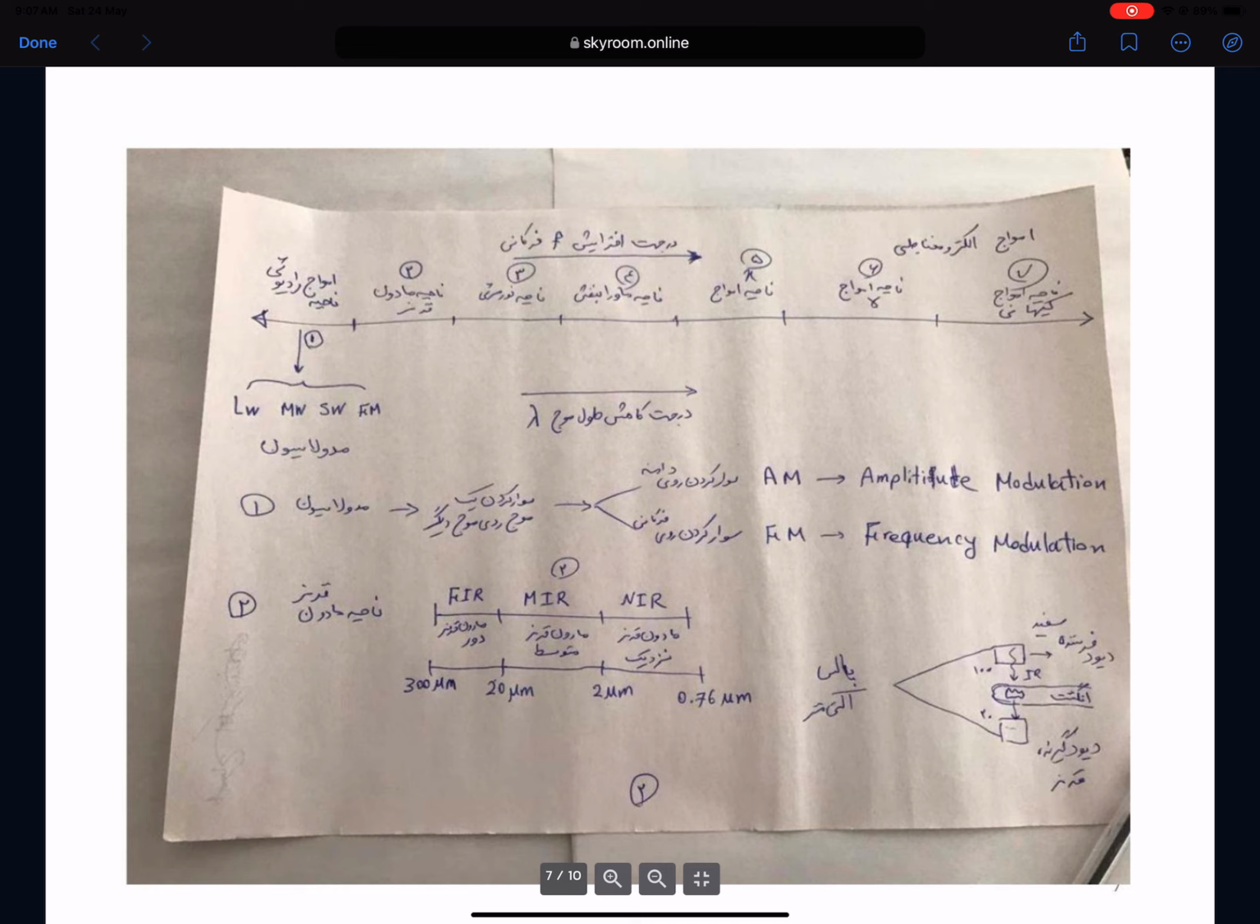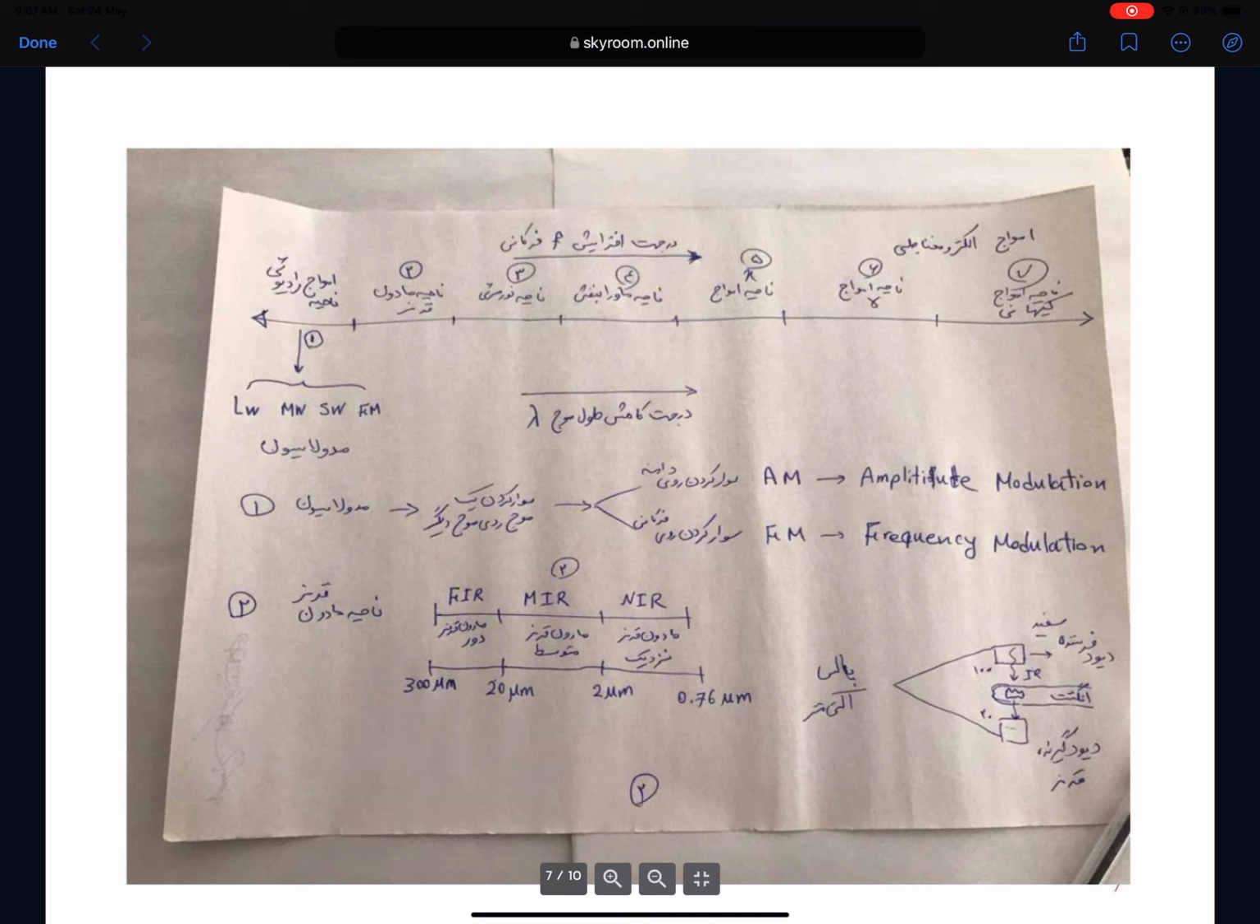Because I told you when we go to the right of the slides, we suppose that the frequency will be increased. So from this, you know that if you go to the right, the frequency will be increased and the wavelengths will be decreased. So between these four, of course, FM. FM has the highest frequency because it's on the right, and LW has the lowest frequency because it's on the left.